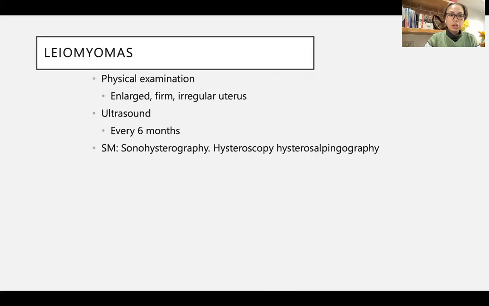So how do we diagnose leiomyoma? On physical exam, the uterus is enlarged, firm, and if it's submucosal, it's irregular, like the Mickey Mouse. We can do ultrasound if the myoma is not very large yet and the patient refuses intervention, or it's too small to do an intervention, because again, leiomyoma can range from a very small nodule to very large ones. So we can just do surveillance every 6 months. And for submucous myoma, we can do sonohysterography, hysteroscopy, hysterosalpingography.